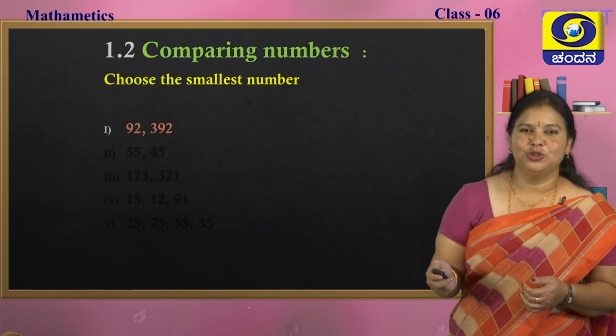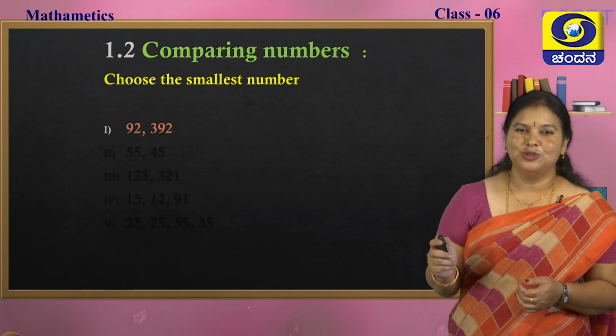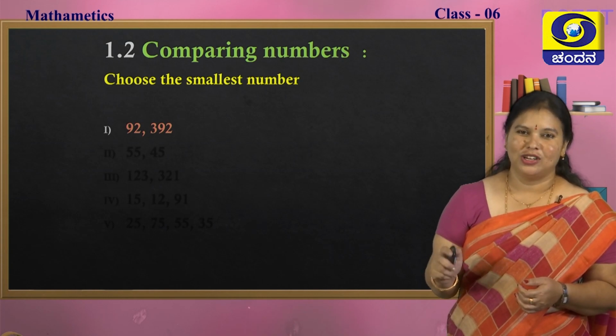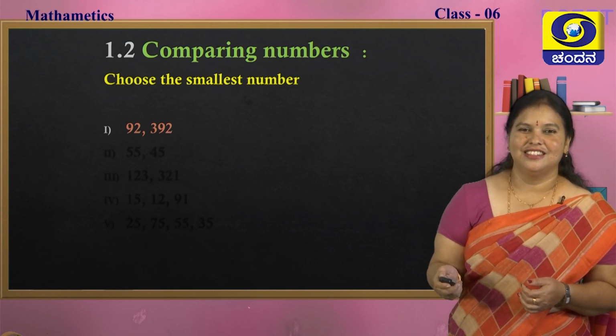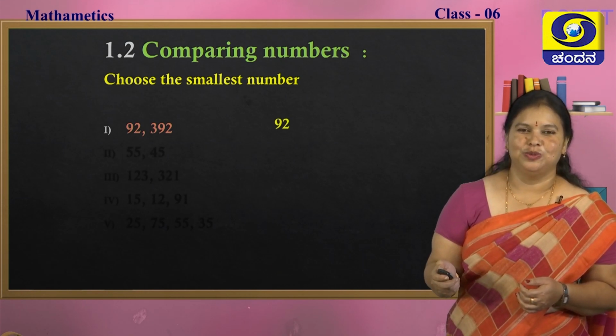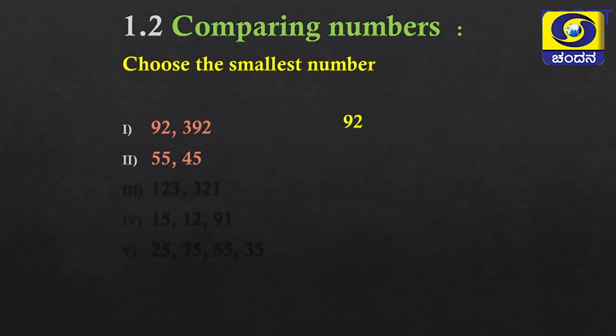I have given two numbers here, 92 and 392. You have to choose which one is the smallest number here. Yes, you guessed it correctly. It is 92. Okay, let's see the next example. 55 and 45. Among these two numbers, which one is the smallest number? Yes, you identified it correctly. It's 45.